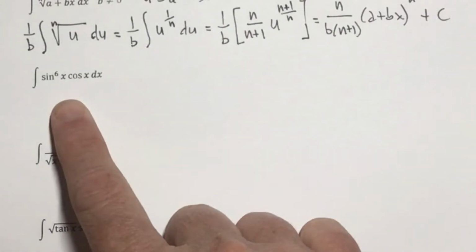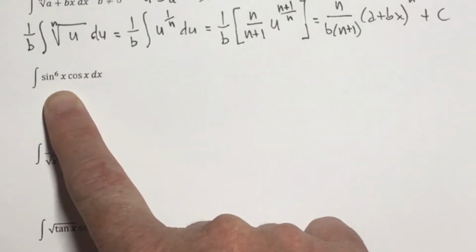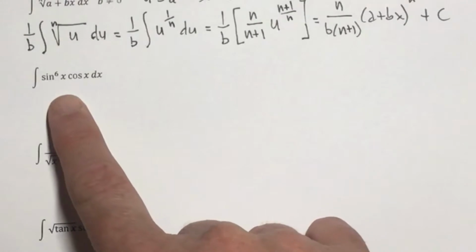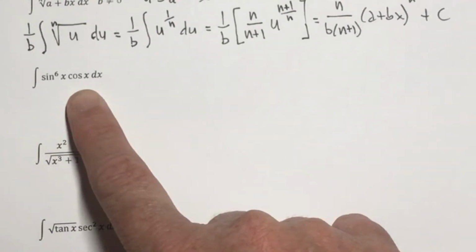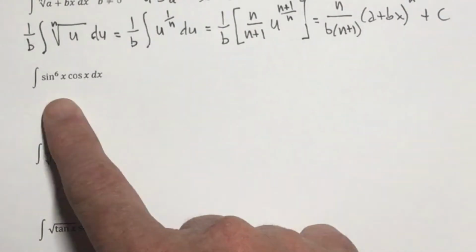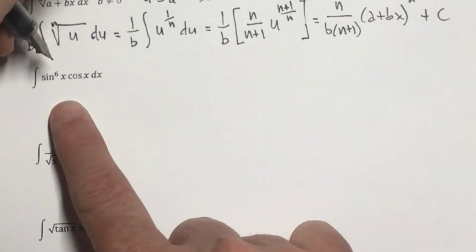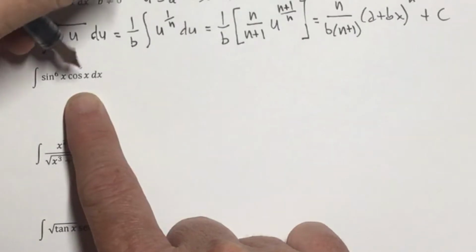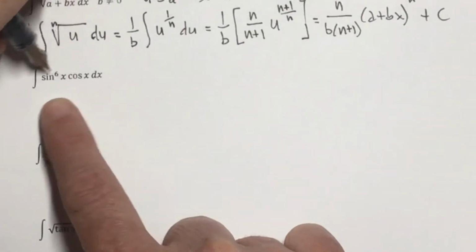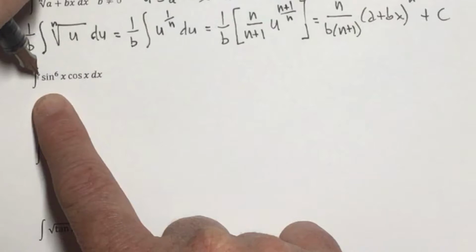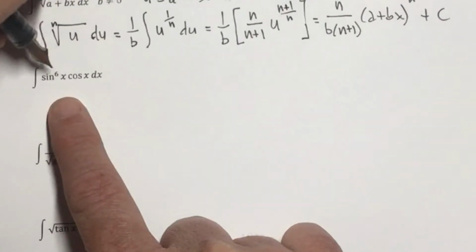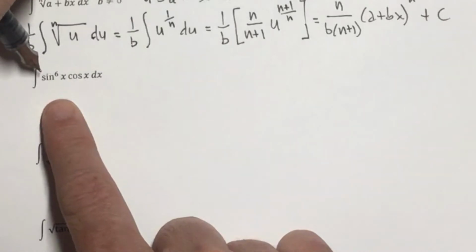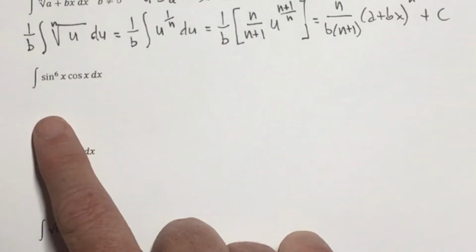So we're going to solve this one here now. All right, so we have the sine to the 6th of x, times cosine x dx. In this case, I could make u equal to cosine x, but if I did, then I would have a sine x dx in my du, which means I'd still have a sine to the 5th x. It would just make it messier.